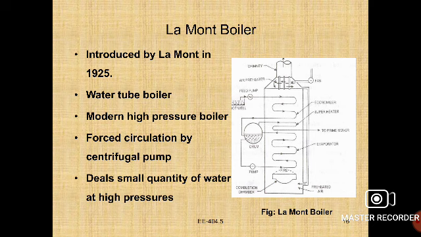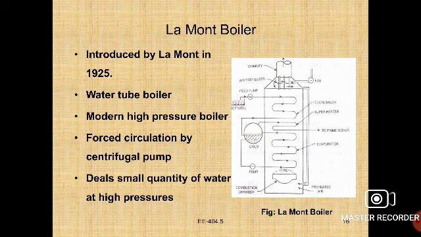It was introduced by Lamont in 1925. It is a water tube boiler, a high pressure forced circulation boiler. Forced circulation is achieved by a centrifugal pump, which is driven by a steam turbine.